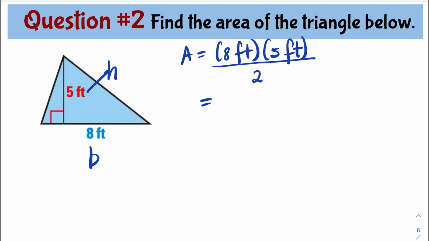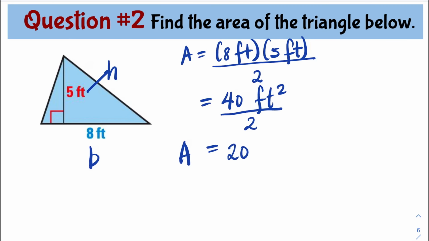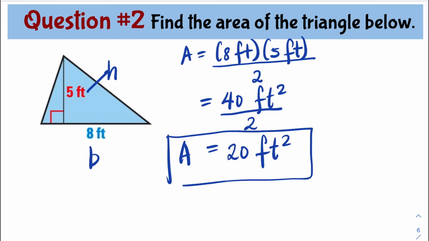So the area is 8 times 5, we have 40. Feet times feet is feet square, or that's square feet, divide by 2. The area of this triangle now is 40 divided by 2, 20. And then we have square feet. So the area is 20 square feet.